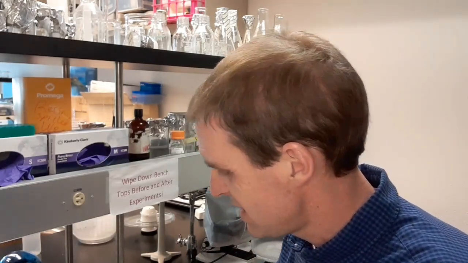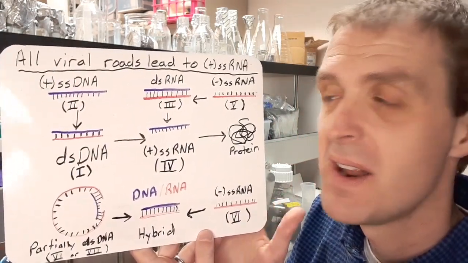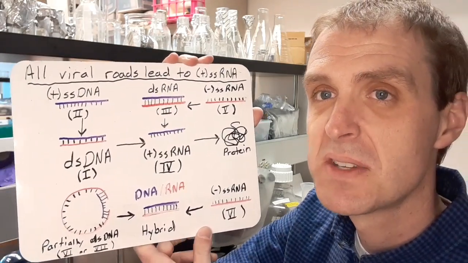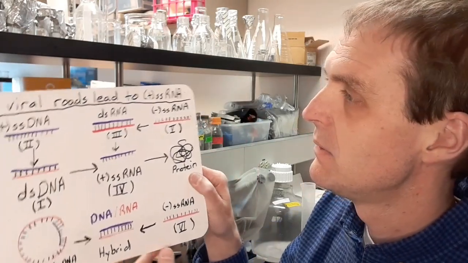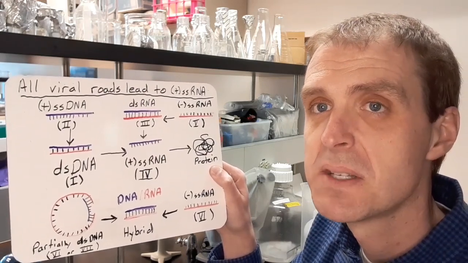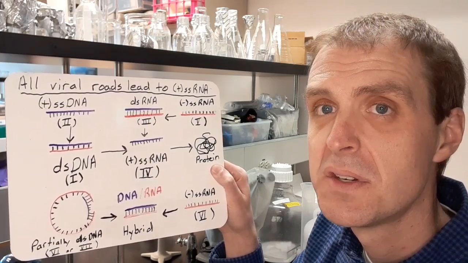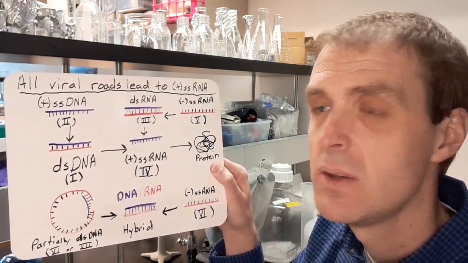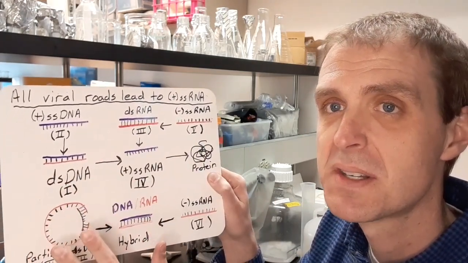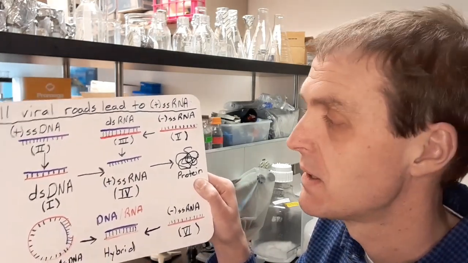All right, all viral roads lead to positive single-strand RNA, or I could say mRNA, but in this case we'll say positive single-strand RNA. Now, a guy named David Baltimore came up with a system of categorizing viruses based on their genome type, and if you are told the type of genome that a virus has, if you're a virologist, you automatically think back to the Baltimore System and understand several features of that virus's life cycle.